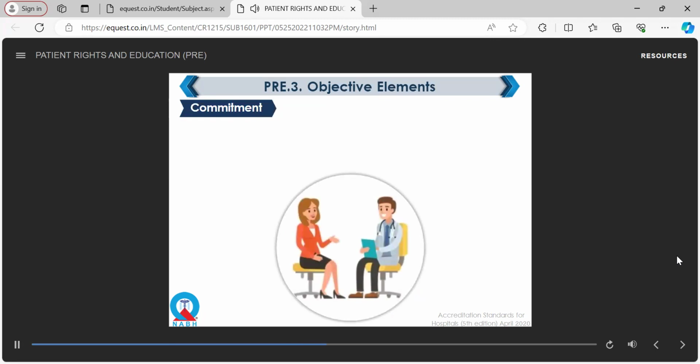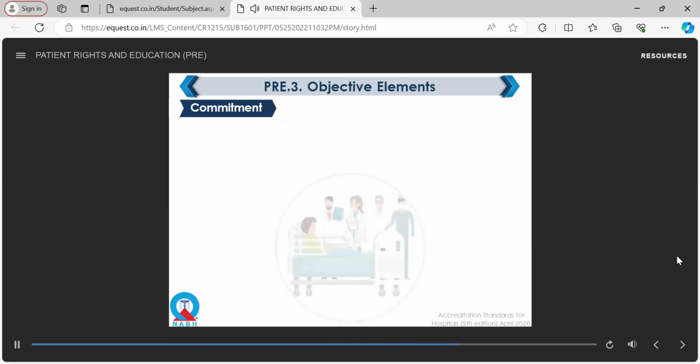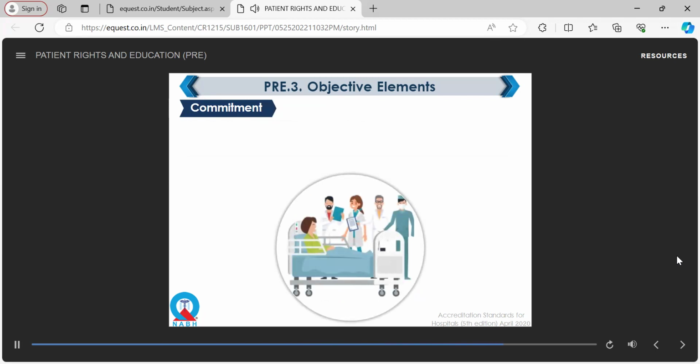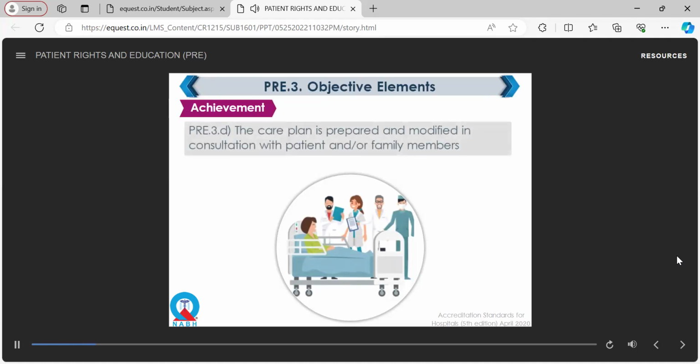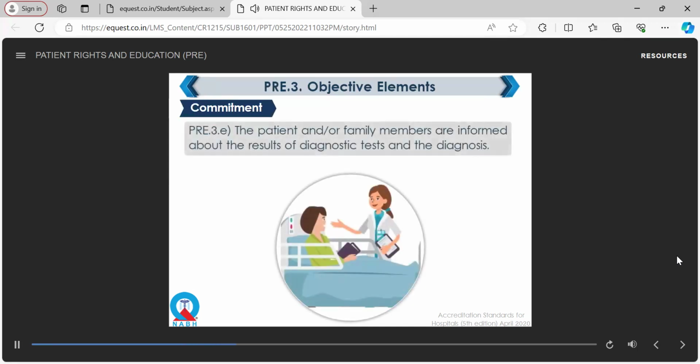Second objective element is a commitment of an organization that the patient and or family members are explained about the expected results. Third objective element is a commitment that the patient and or family members are explained about the possible complications. Next objective element is the achievement for an organization that the care plan is prepared and modified in consultation with patient and family members. Next objective element is a commitment that the patient and or family members are informed about the results of diagnostic tests and the diagnosis.